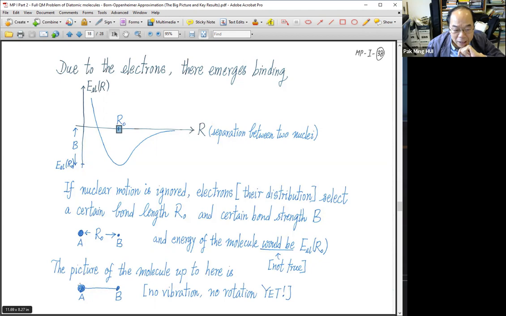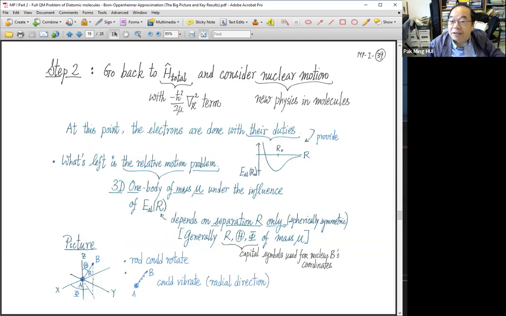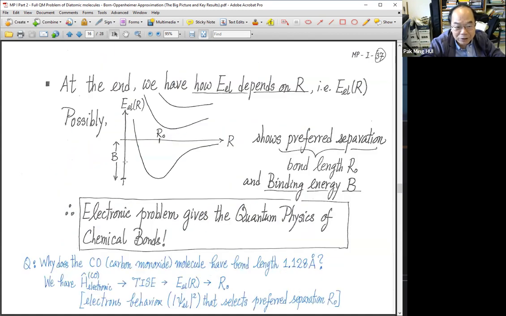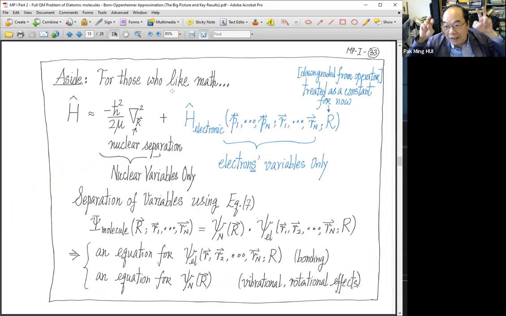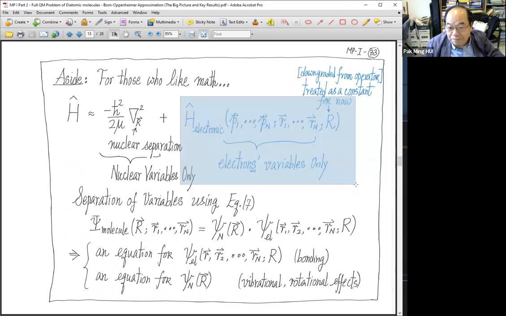So up to here, we have the picture of a molecule that A is here, B is here, the preferred separation is R0, okay? And the strength of the bond is this depth, or the dissociation energy. You pull it apart, you need that much energy, okay? But there is a second part of the Born-Oppenheimer approximation. So at this point, let me show you what we have done. Well, at least conceptually, we have done this thing.